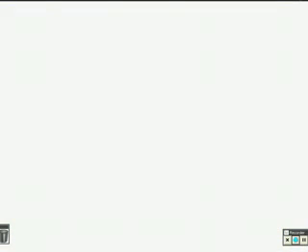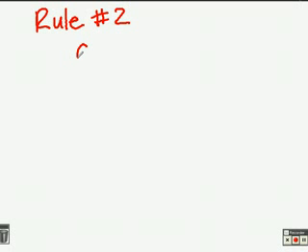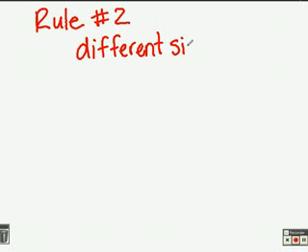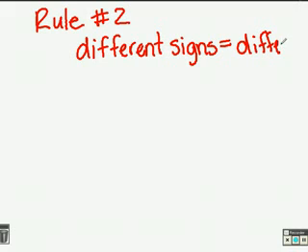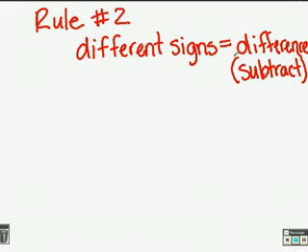Okay, so rule number 2 then. Rule number 1 was if they were the same sign, you find the sum. So you add them, give it that sign. Rule number 2, different signs equals difference. And when you're finding the difference, what are you doing, guys? Subtracting. So this is my way to remember it. I remember different signs and difference means to subtract. Okay, so this is the way that you remember what to do.